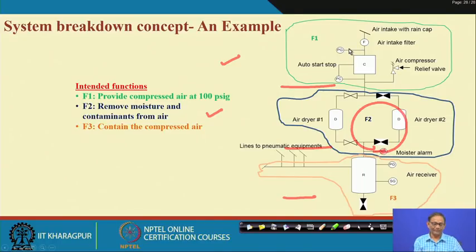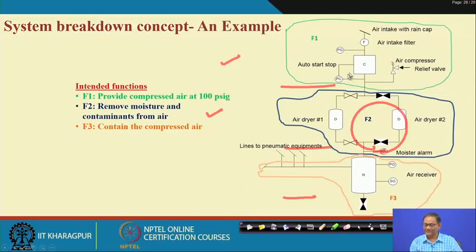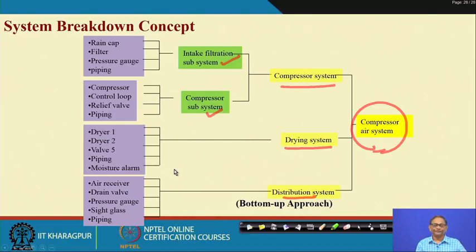This is basically that intake system, okay, I say intake filtration subsystem. Now, if you say compressor subsystem, it is compressor, pressure control, relief valve, piping, relief valve and pipelines are there. So, in that way the breaking up has taken place. So, you are breaking down the total compressor system into components.